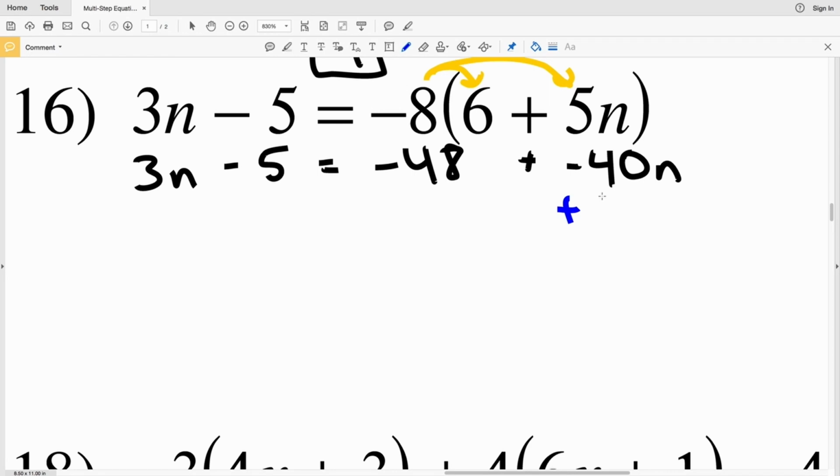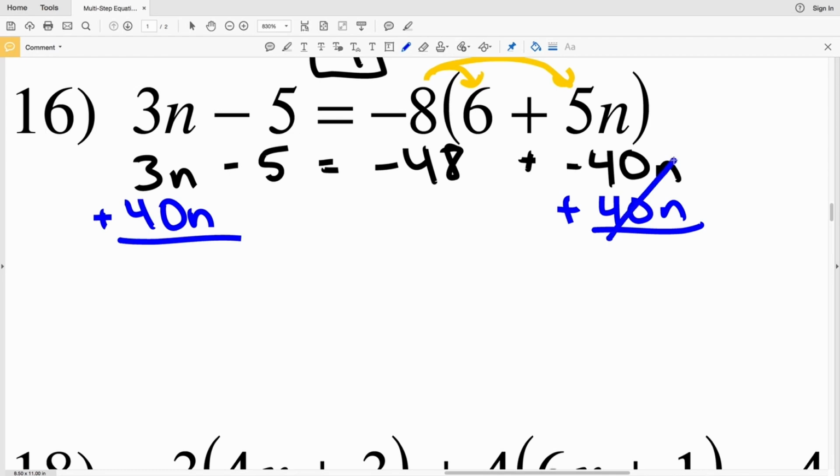I'm going to add 40n to both sides in order for this to cancel out and be 0. And then I'm going to need to add 5 to both sides in order for this to cancel out and be 0. So I'm going to be left with n's on my left and whole numbers on my right.